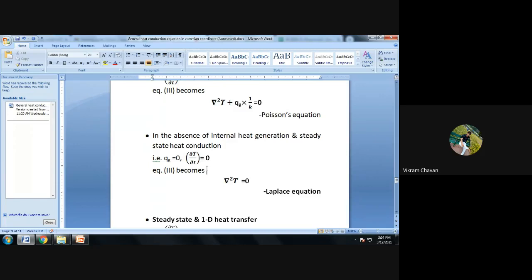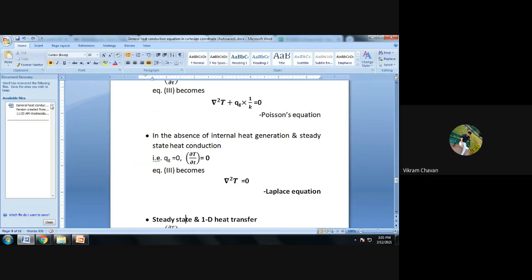del square T is equal to 0. Now this equation is called a Laplace equation. Okay, Laplace equation.